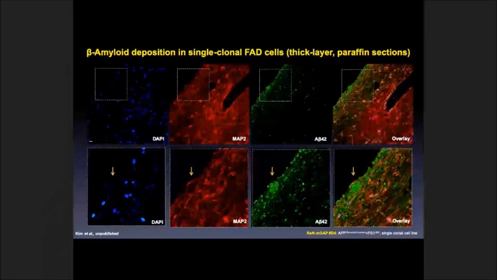And if you look here, this is the neurite network. And when A-beta accumulates there, you can see plaques. So it physically pushes those neurites out of the space. And so this is very tight evidence.